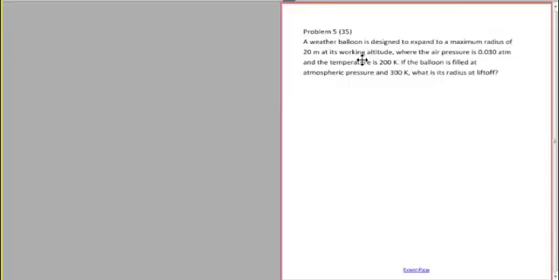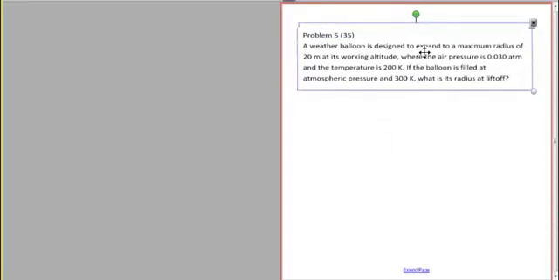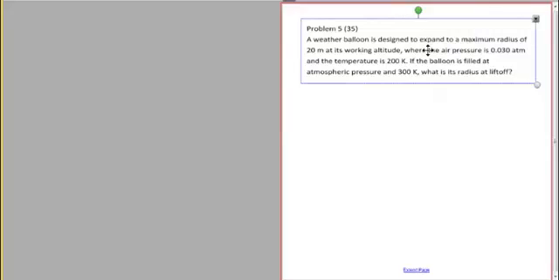So our last problem is this one. A weather balloon is designed to expand to a maximum radius of 20 meters at its working altitude, where the air pressure is 0.030 atmospheres and the temperature is 200 K. If the balloon is first filled at atmospheric pressure and 300 K, what is the radius at liftoff?